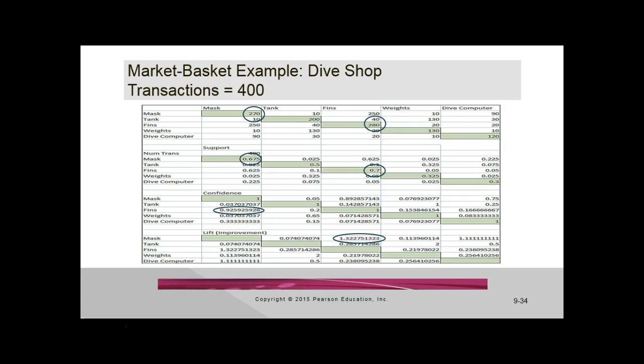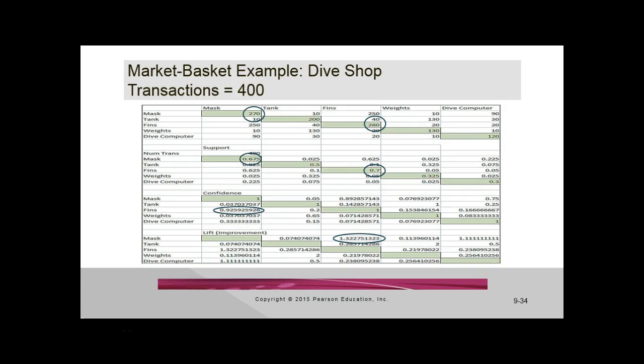So where they intersect, like mask and mask, tank and tank, that tells us of the 400 transactions, 270 included a mask. Okay? Of the 400 transactions, 200 included a tank. Of the 400 transactions, 280 included fins, 130 included weights, and 120 included dive computers. Now, if we add those numbers up, they don't add to 400, so why not? Yeah, they weren't all purchased separately, right? One transaction can be for multiple items. That's what's in your market basket, your checkout basket, right?